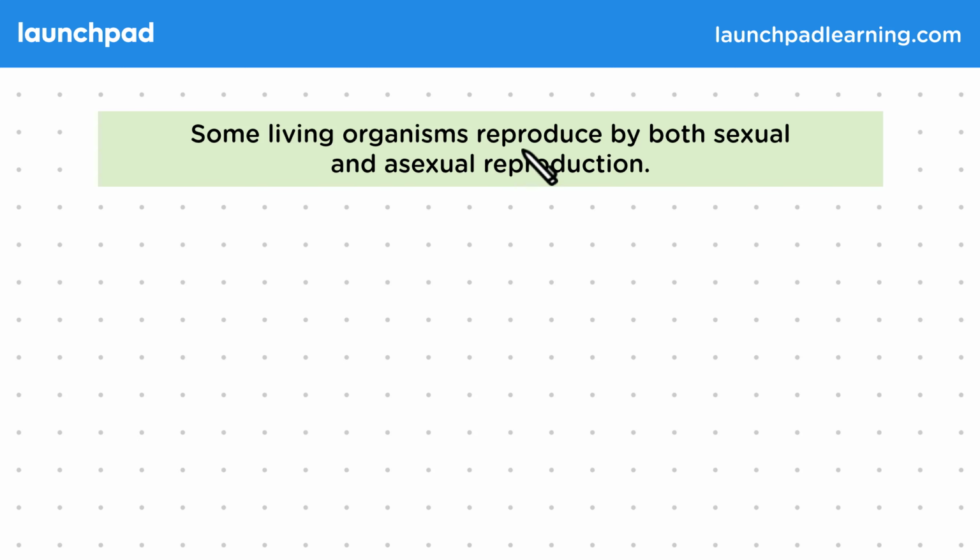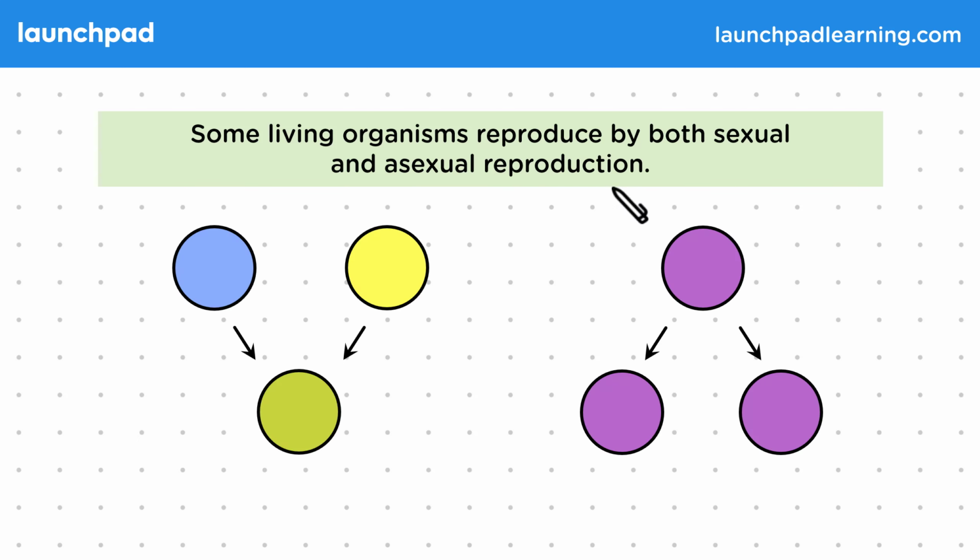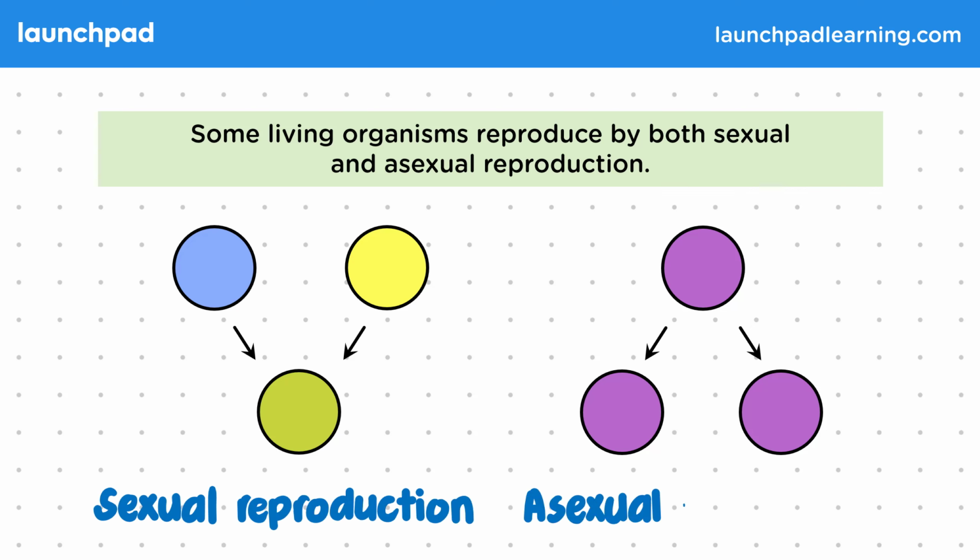Some living organisms reproduce by both sexual and asexual reproduction. Whether the organism reproduces sexually or asexually depends on the circumstances. You should be able to explain the advantages and disadvantages of asexual and sexual reproduction for any organism if you're given the appropriate information. So what examples are there of organisms that use both sexual and asexual reproduction?